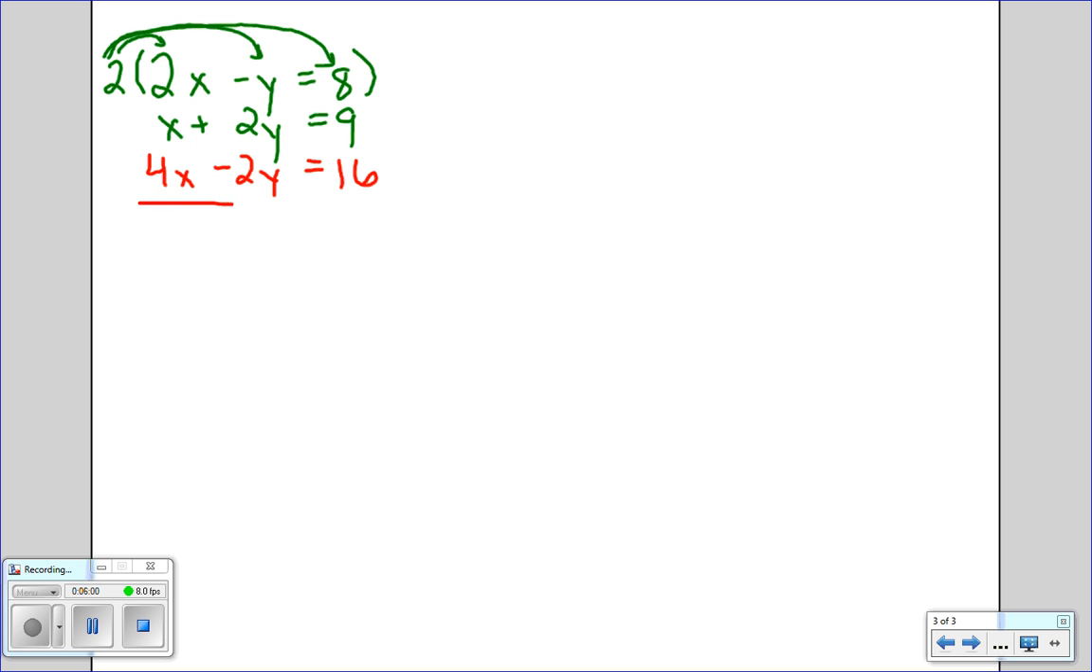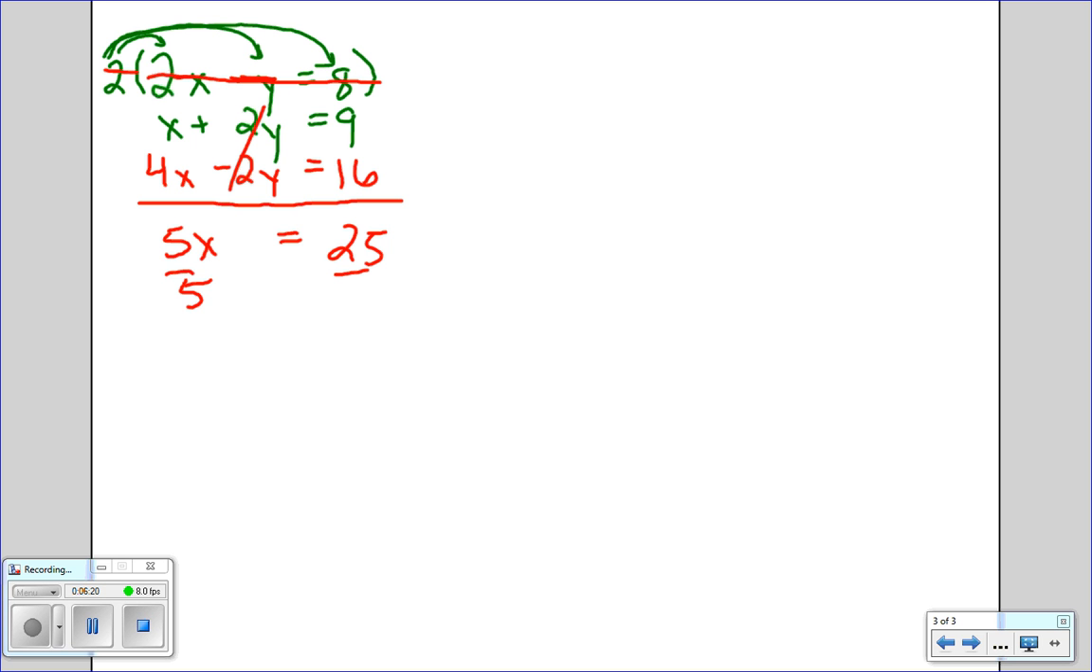So now, watch what happens. This is really cool. Now this is kind of gone. I usually kind of cross that out and think, I don't want to use that one again. I've already used it. Go ahead and add these up. I get 5x, and look at that. The y's are gone. 9 plus 16, 25.